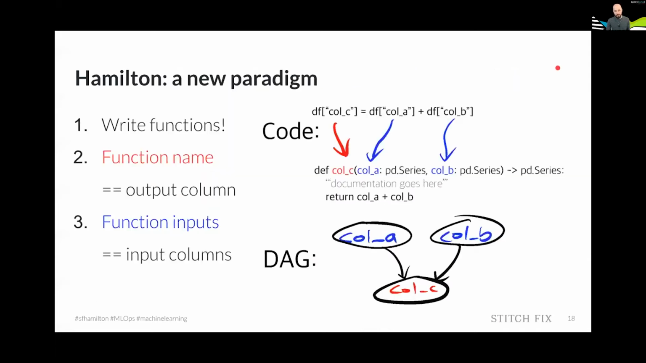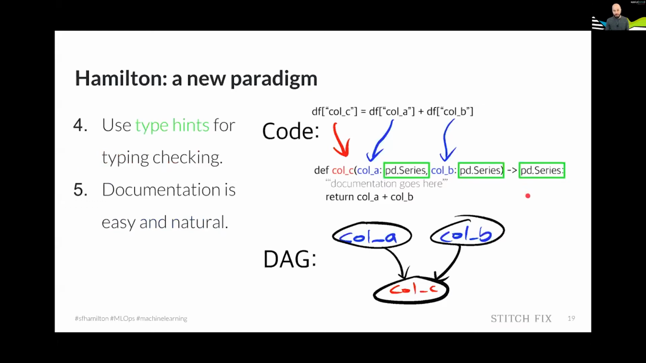As I said in the beginning, Hamilton's a new paradigm, and what I mean by that is you write Python functions, but in a specific way, where the function name is an output column if you're creating a data frame, and where the function inputs then map to other input columns. And so on the right here, if you were to create a column C from column A and column B, you would have to rewrite it into Hamilton, where the name of the column becomes the name of the function, and the inputs become input parameters, and so they have to be named appropriately.